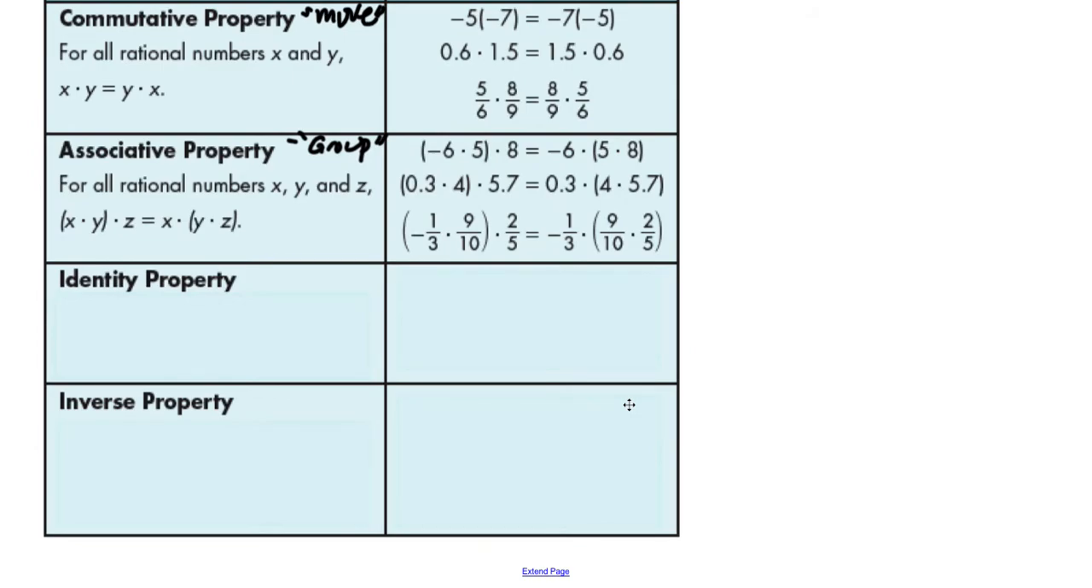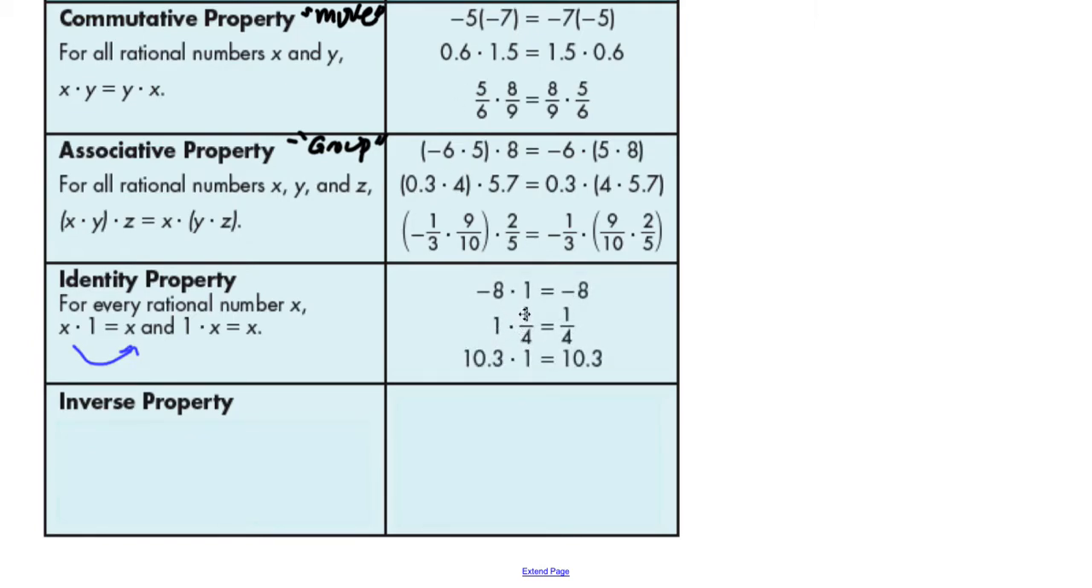In the identity property, it simply states this, that if you multiply a number by 1, the number will be the same, or it will be identical, and that's the reason why it's called the identity property. And here are examples of it. Negative 8 times 1, 1 times 1/4, 1.3 times 1 will give you the same as one of the factors.